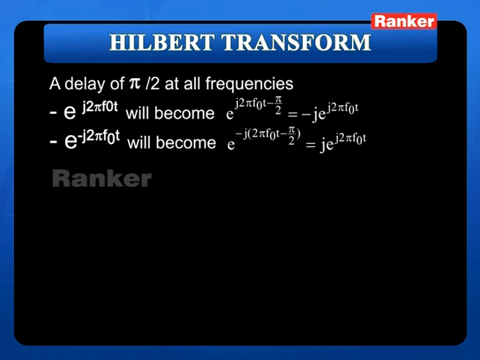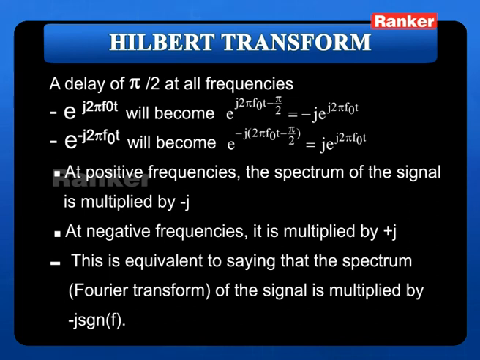Similarly, e to the power of minus j 2 pi f naught t will become e to the power of minus j 2 pi f naught t minus pi by 2, which is equal to j e to the power of minus j 2 pi f naught t. That means at positive frequencies, the spectrum of the signal is multiplied by a factor minus j. At negative frequencies, it is multiplied by plus j.